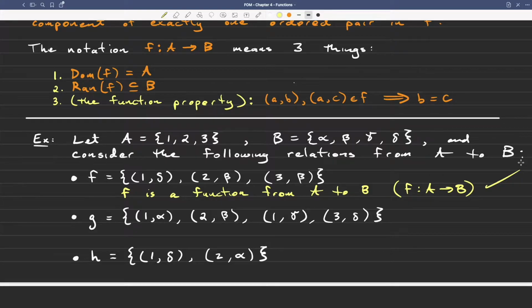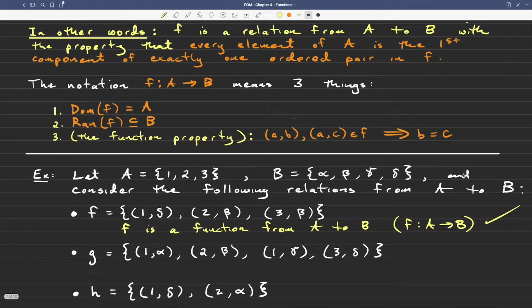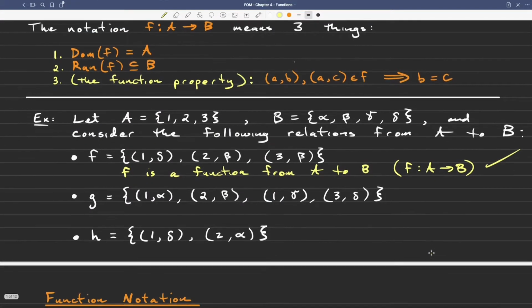And lastly, we definitely have the function property because if we think about what that means at the very top there, it just means that every element of A appears exactly once in an ordered pair. So 1 appears once as a first component, 2 appears once as a first component, and 3 appears once as a first component. If I would see, say, 2 appear twice, I'd know I'd have a violation of the function property. Okay, let's look at G there, the relation G.